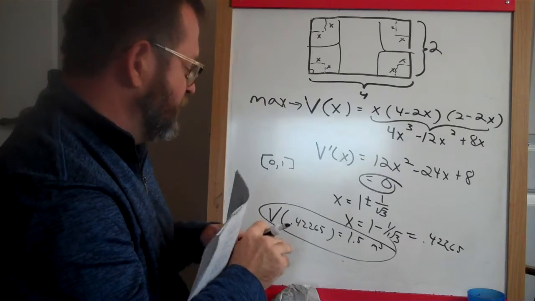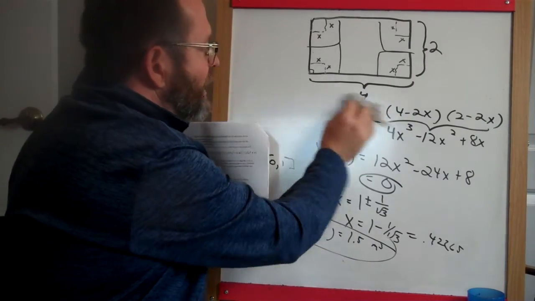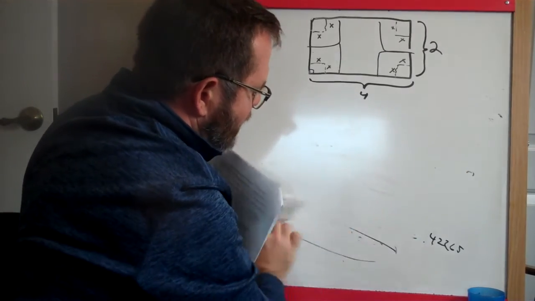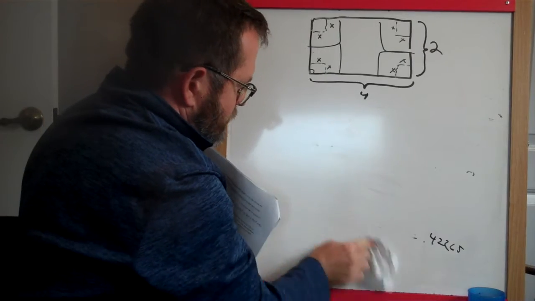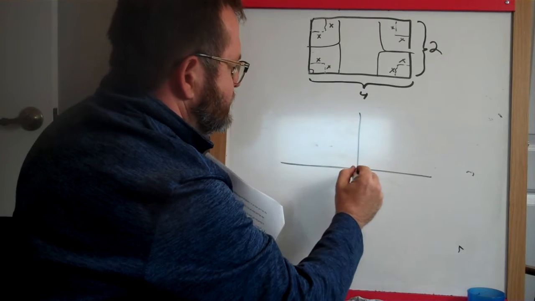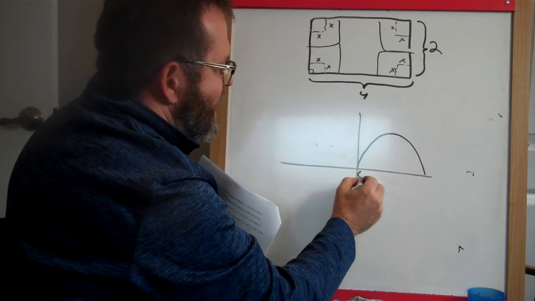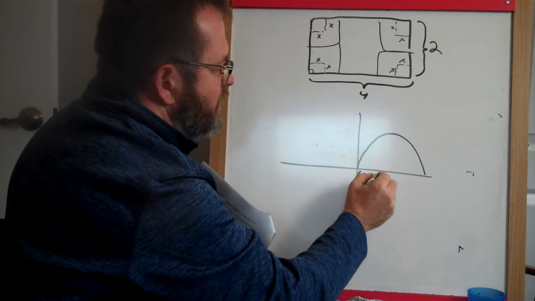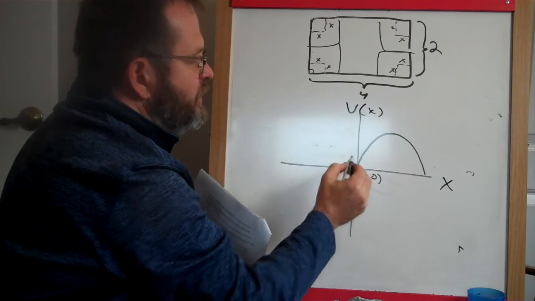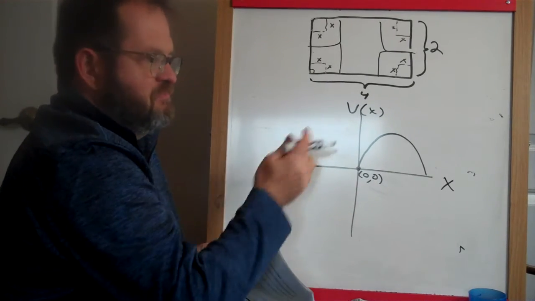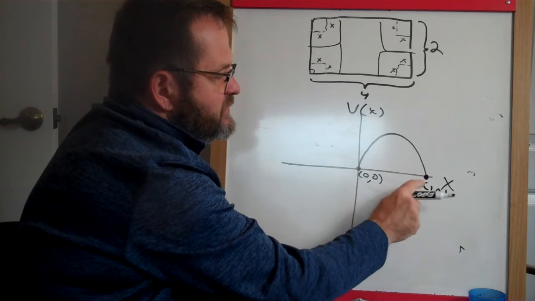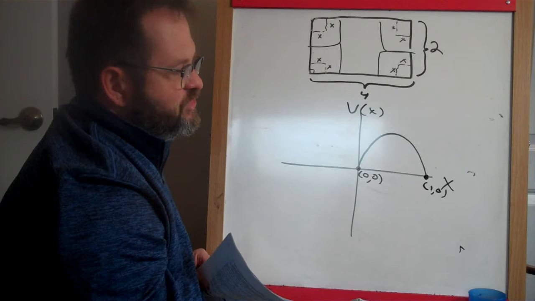Now, we can actually check this using a graph. If you graph the original function we had for volume, you get the graph at the bottom of page 2 in your handout. It looks something like this. Let's label the x-axis and the volume as a function of x. At x equals 0, the volume is 0. Over here at 1 comma 0, when x was equal to 1 meter, the volume of our box was 0 meters cubed.